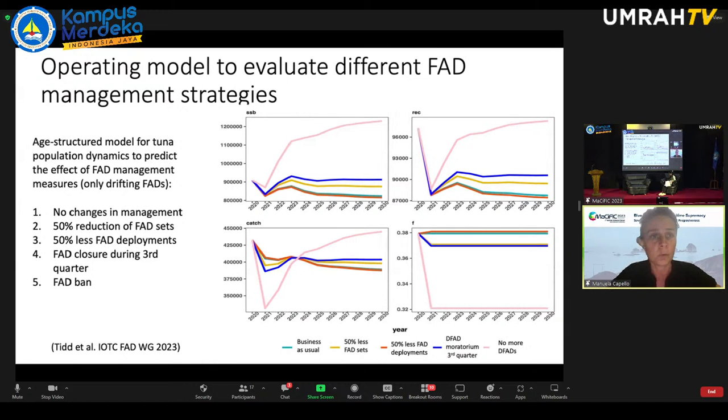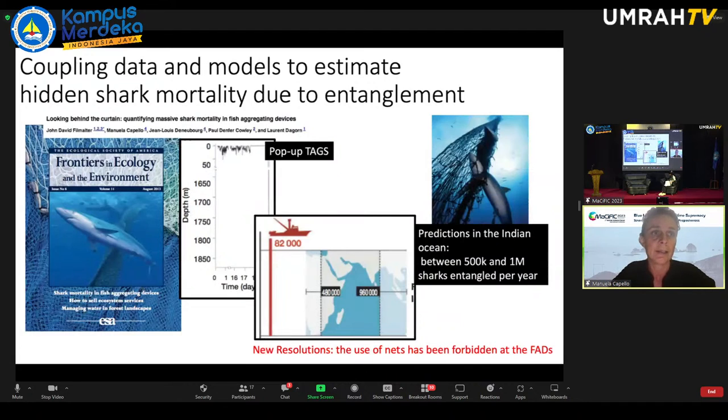And to conclude this part, this is a study where we also coupled models from tagging, pop-up tags and underwater observations, and we could quantify the mortality rates of sharks due to the entanglement under the nets of the FADs.